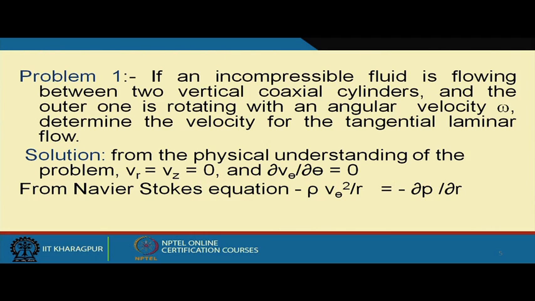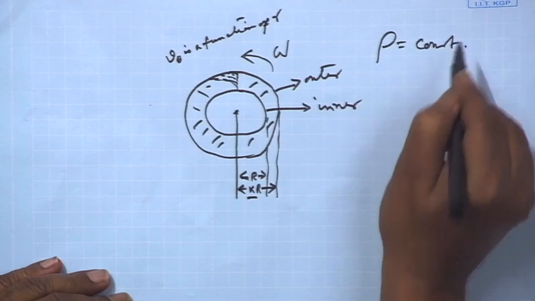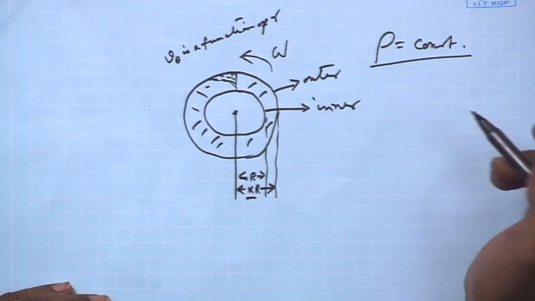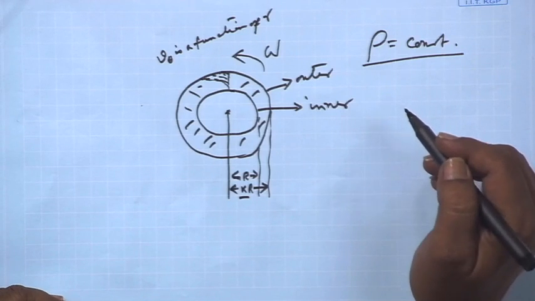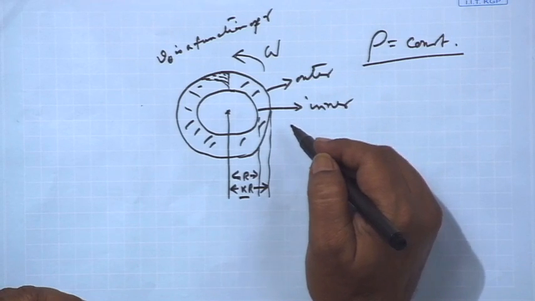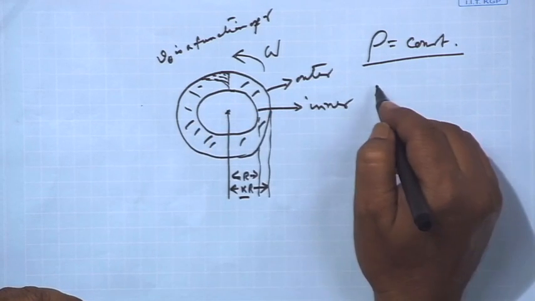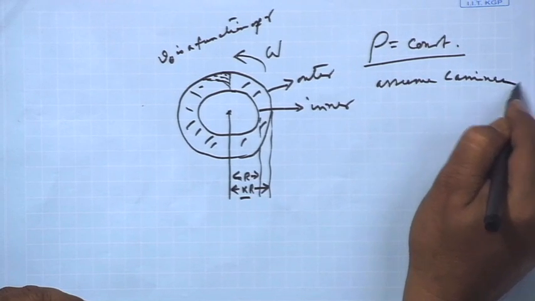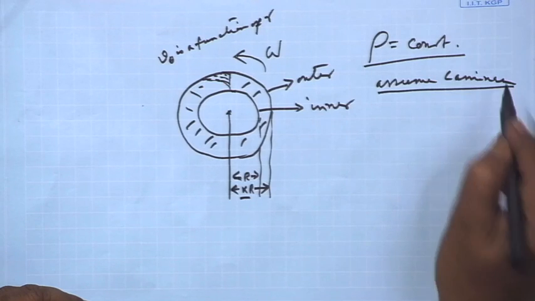Now, from whatever is given in this problem, number one, it is an incompressible fluid, so rho is constant. If rho is constant, then many factors will go out. Number two, we assume this flow to be laminar. Why are we assuming it to be laminar?